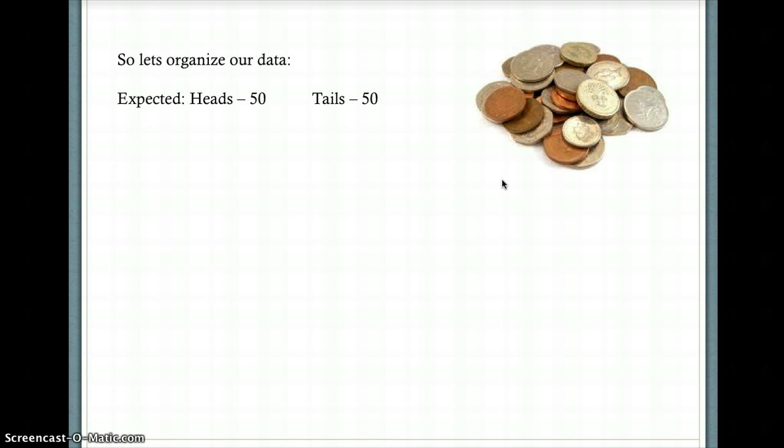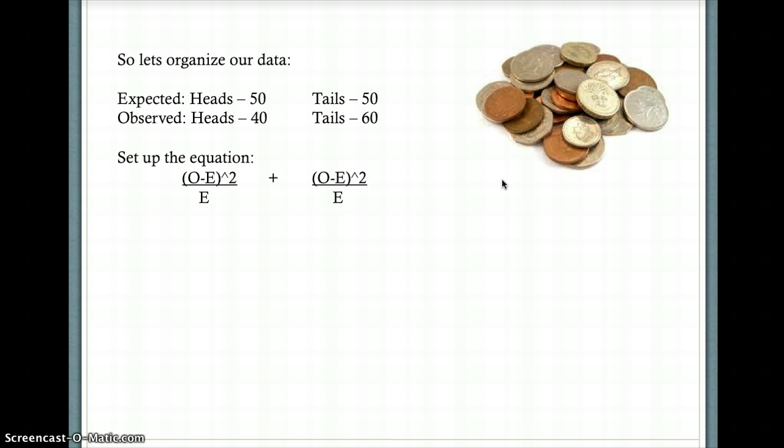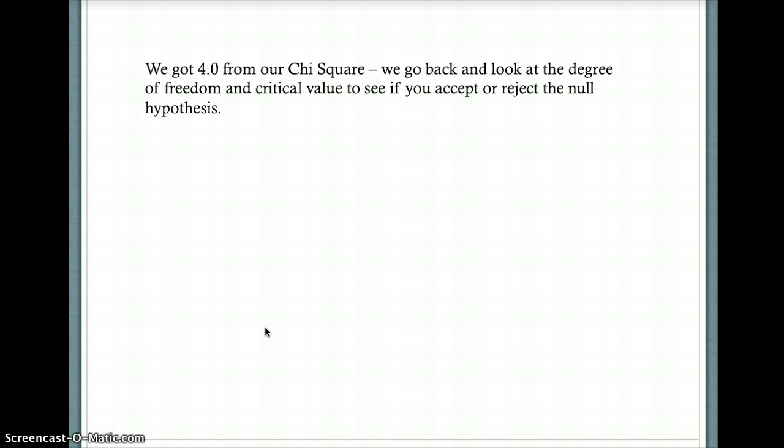So we're going to organize our data. Again, we expect that we're going to have 50 heads and 50 tails. However, we observe we got 40 heads and 60 tails. So we're going to set up our equation, observed minus expected squared over expected. We're going to set it up once for heads, on the left, and once for tails, on the right. And then we fill in our numbers, and then you're just going to do your math. Eventually you end up with 100 over 50 and 100 over 50, which equals 200 over 50, which gives us 4.0.